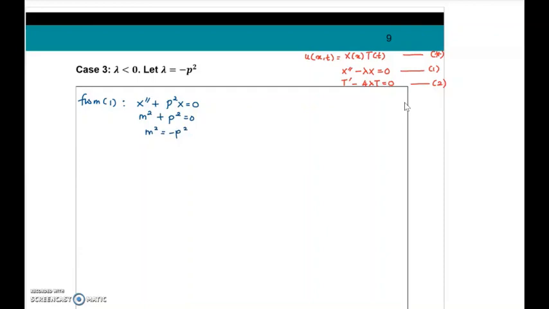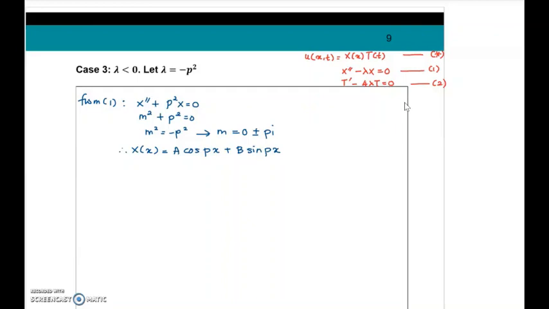Here m can be written as 0 plus minus pi. So we have complex roots here. Then the homogeneous solution is going to be X equals a cos px plus b sin px. We should know that the exponent term is 1, because alpha is 0.